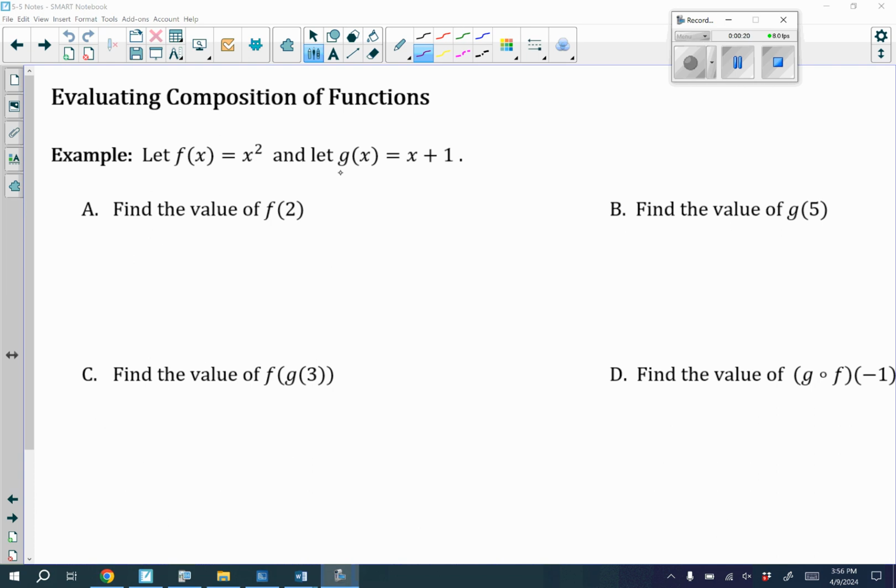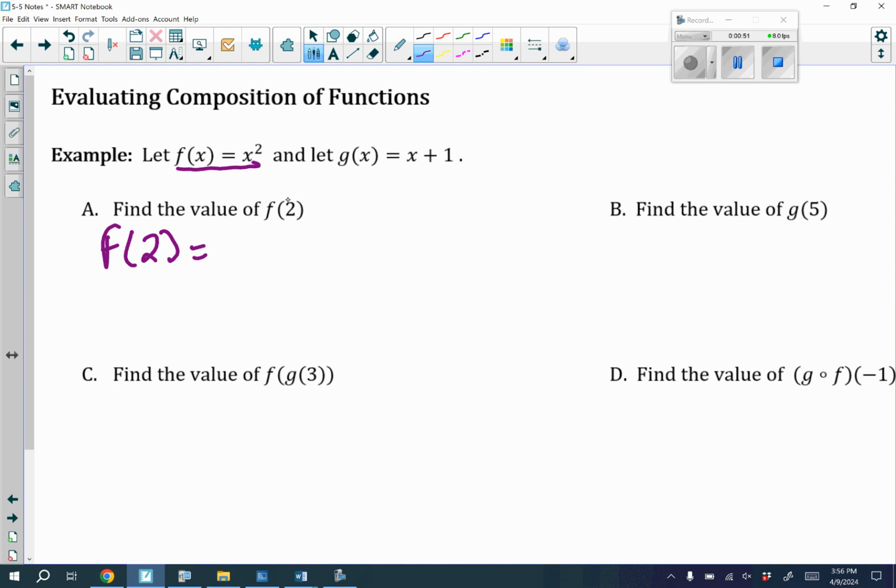Well, this is something you guys learned in Algebra 1. So let's look at example A here. We're going to find the value of f of 2. Now notice it says let f of x equals x squared and let g of x equals x plus 1. Now f of 2, what that means is that the f represents which function we're going to use, and the 2 means we're going to take this number and plug it into x. Remember, if they give you an x in a function, just plug it in. That's how you get your answer.